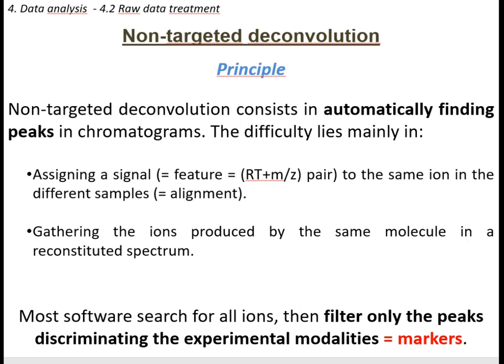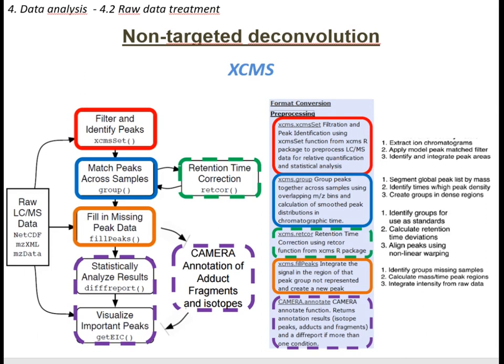The non-targeted deconvolution, well, this is what is difficult. You will have to automatically find peaks in the chromatogram, then assign a signal to the same ion, which I already said is the alignment, and gather these ions to finally have your markers. So this is the workflow that is followed by the algorithm XCMS. It's a package in the R program, and you have here all the steps for this deconvolution.